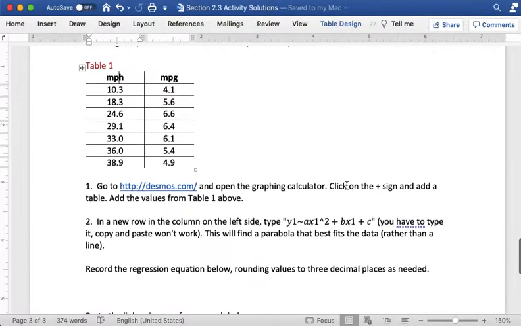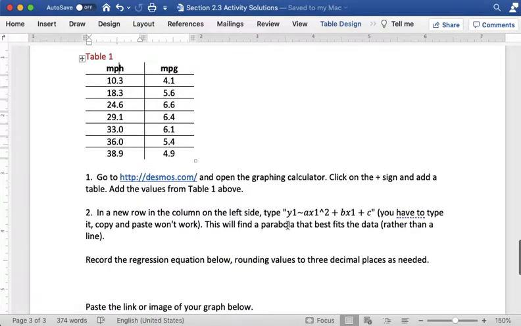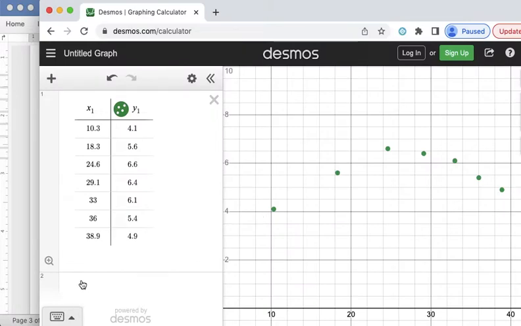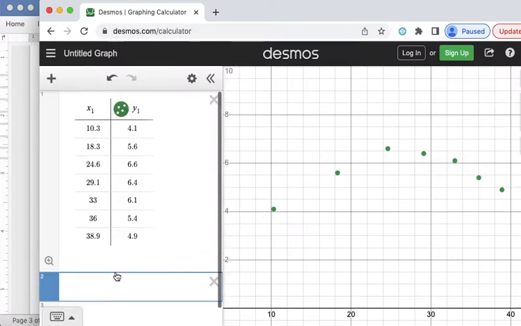Next, we're going to type this equation, and this is the equation for quadratic regression. When we did regression before, we found a line of best fit for data. Now we're going to find a parabola that best fits the data. So I'm going to type that in. Remember that you cannot copy and paste this equation. Unfortunately, you need to actually type it.